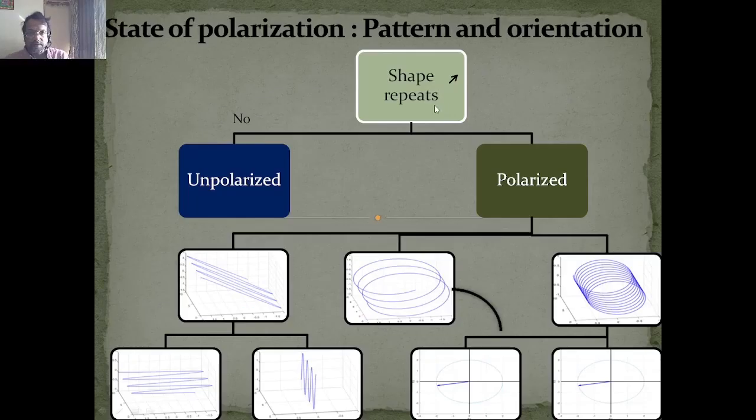So that's all. To summarize, what you have seen is when the tip of the vector rotates, either it can get a shape or it can be random. So what we have specifically seen is when the tip of the vector produces a shape, we call it polarized. The special cases are linear, circular and elliptical. In the linearly polarized light, it can either do horizontal or vertical oscillation, very special cases. And when it comes to circular and elliptical, the arrow can rotate, that is, the vector can rotate clockwise or anti-clockwise.